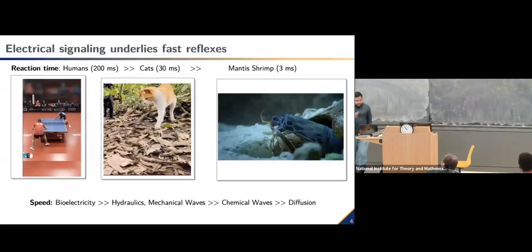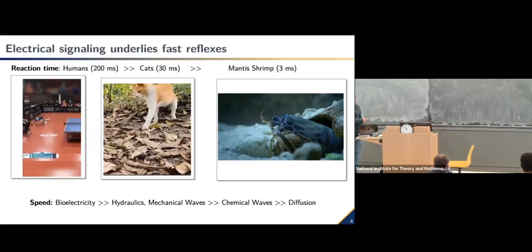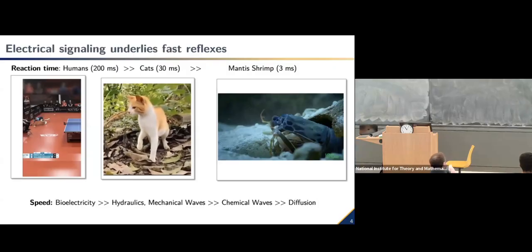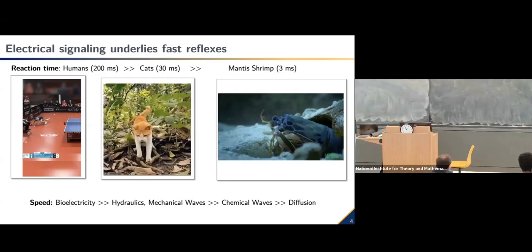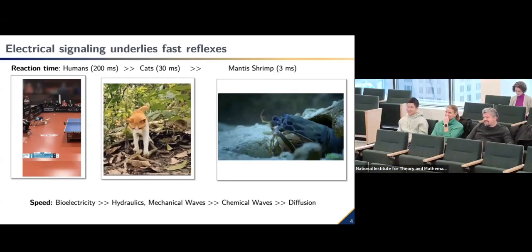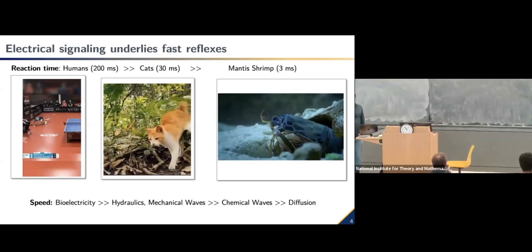What I want to motivate is that electrical signaling is ultimately nature's solution to robust, rapid information transfer. There are a few quite fun videos here. You can think of human reaction times, which are quite impressive, of the order of 200 milliseconds. And if you think that's impressive, let's look at a cat. The cat has an order of magnitude lower reaction time as it slaps the snake. And this is, from my understanding, one of the fastest reaction times in biology.